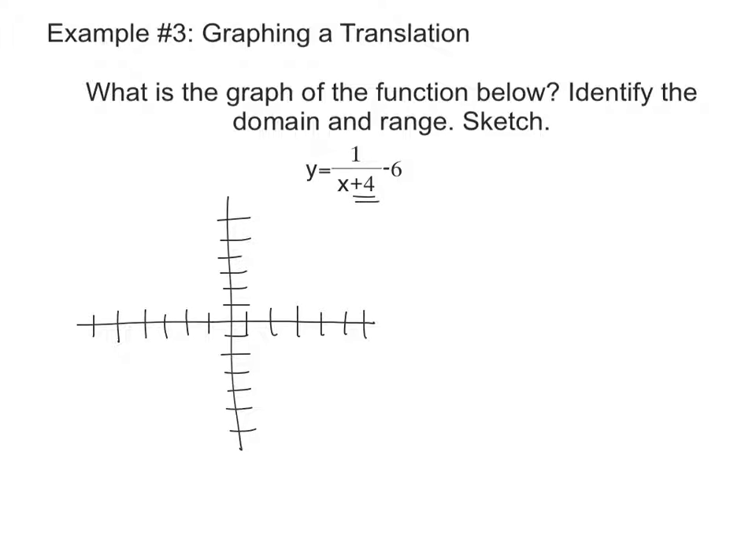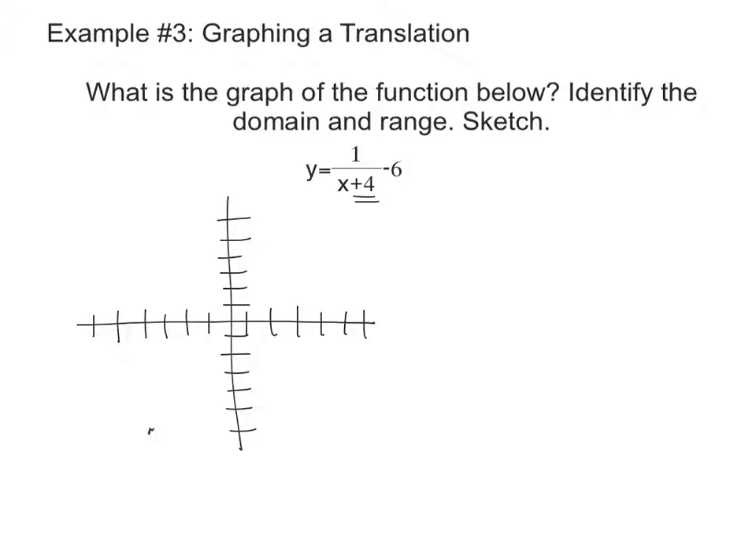Remember that +4? That 4, because it's with the x, is actually going to be my left or my right. And since it's +4, it's going to be opposite, so I'm going to go to the left 4. And then the -6 means I'm going to go down 6. So right in here is where I'm going to start wanting to switch everything around.